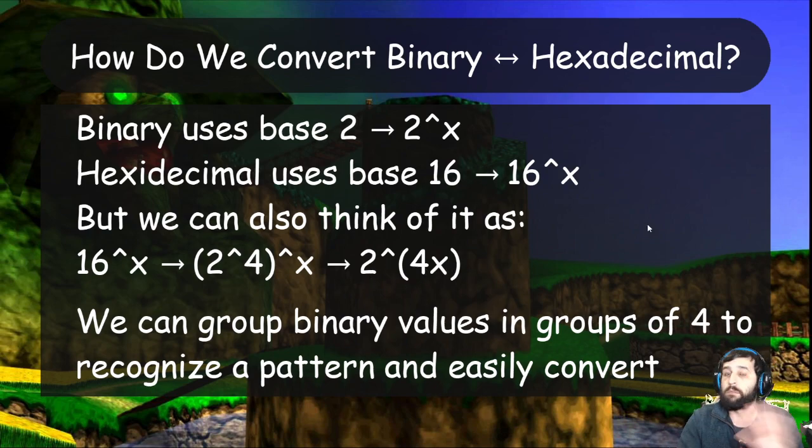Now, exponents, I don't want to deal with that. You're not going to have to deal with that. The key thing is this 4x can be grouped together. By that, I mean we can use 4 binary values, or digits, to figure out a hexadecimal digit.